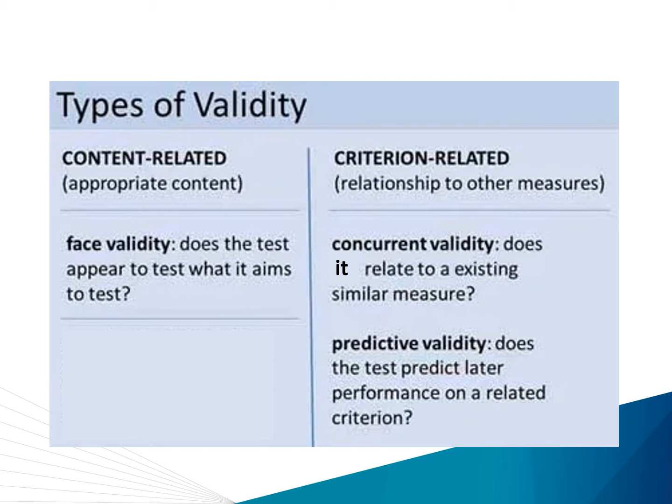So that's criterion-related validity. So content and criterion-related validity are both components of the overall concept of construct validity, and criterion-related validity has its own underlying concepts of concurrent and predictive validity.